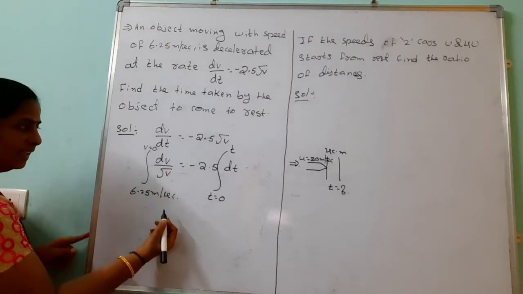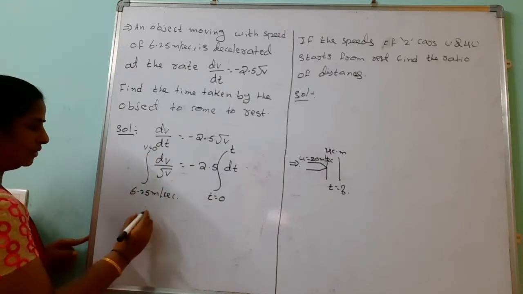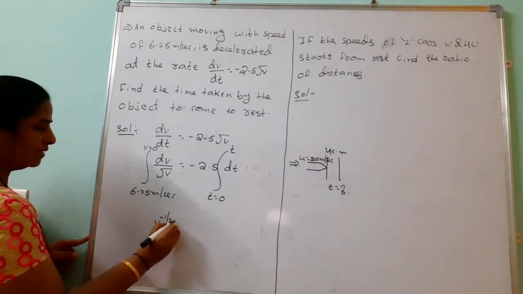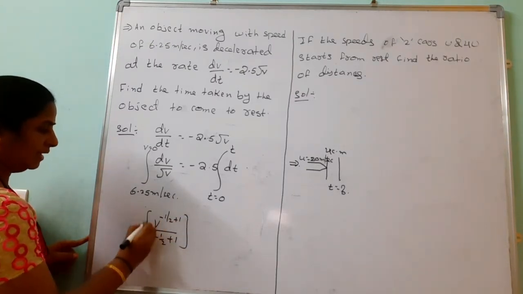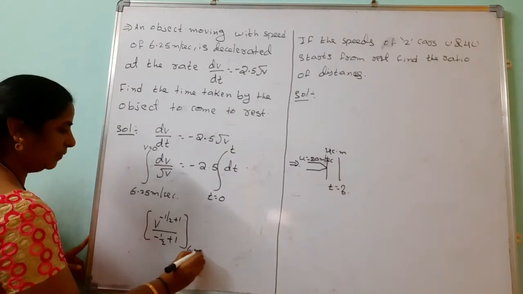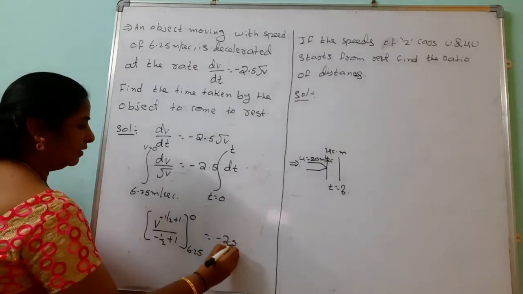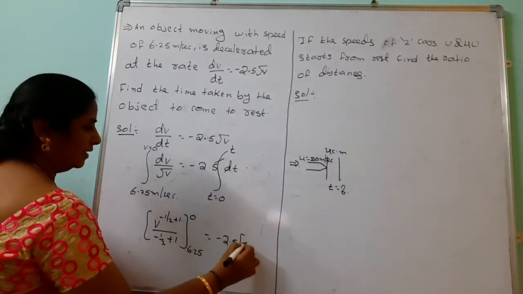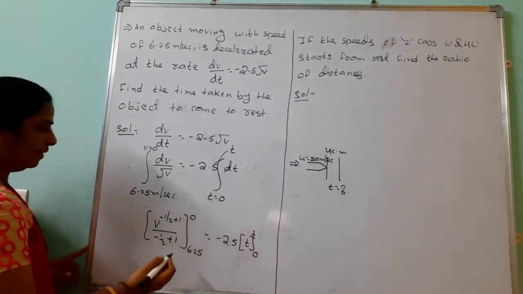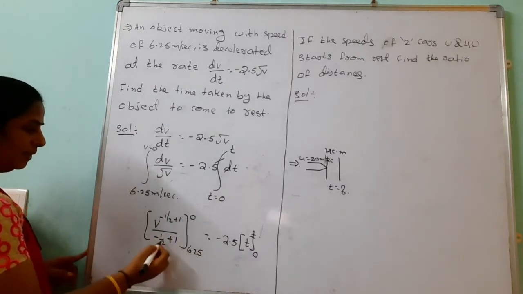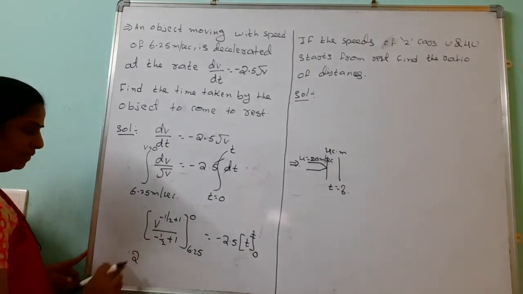When we are doing the integration, the integration of v to the power of minus 1 by 2 is v to the power of minus 1 by 2 plus 1, divided by minus 1 by 2 plus 1. Then the limits are 6.25 and the upper limit is 0. Then minus 2.5, integration and differentiation cancel. Here t, the lower limit is 0, starting from 0, and the upper limit is t. When we apply the upper and lower limits, minus 1 by 2 plus 1 is 1 by 2. That comes as a numerator, so it becomes 2.